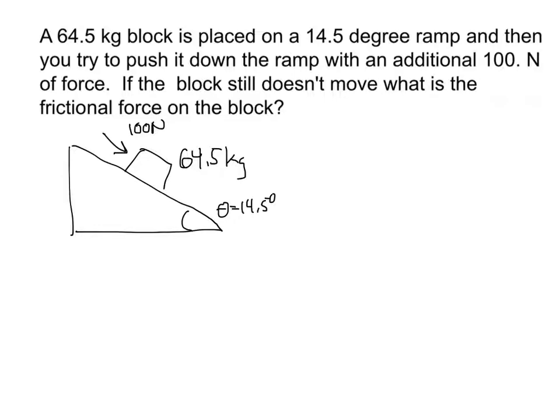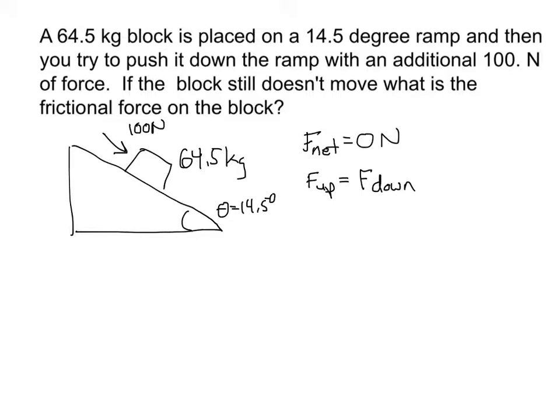And the block still doesn't move. So that means friction is actually keeping the block in static equilibrium still. So that means that F net is 0 newtons since we're in static equilibrium, which means that the force going up the ramp has to be equal in magnitude to the force going down the ramp.